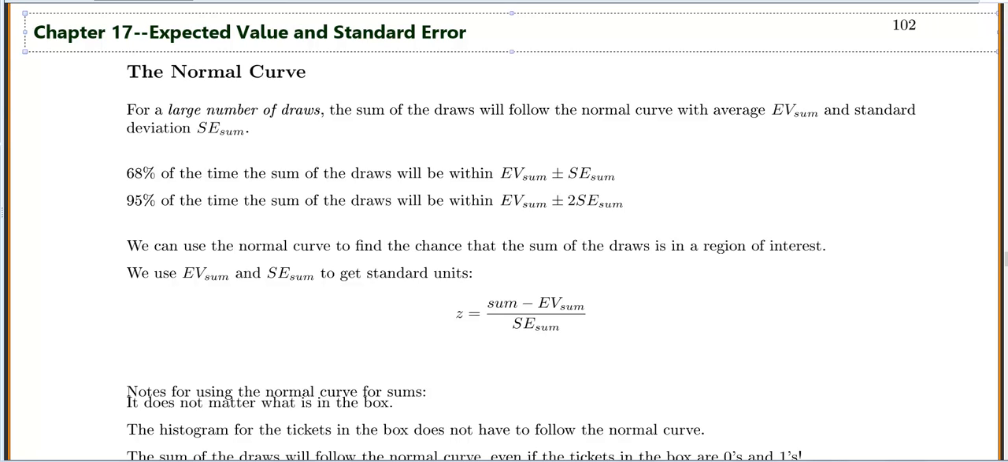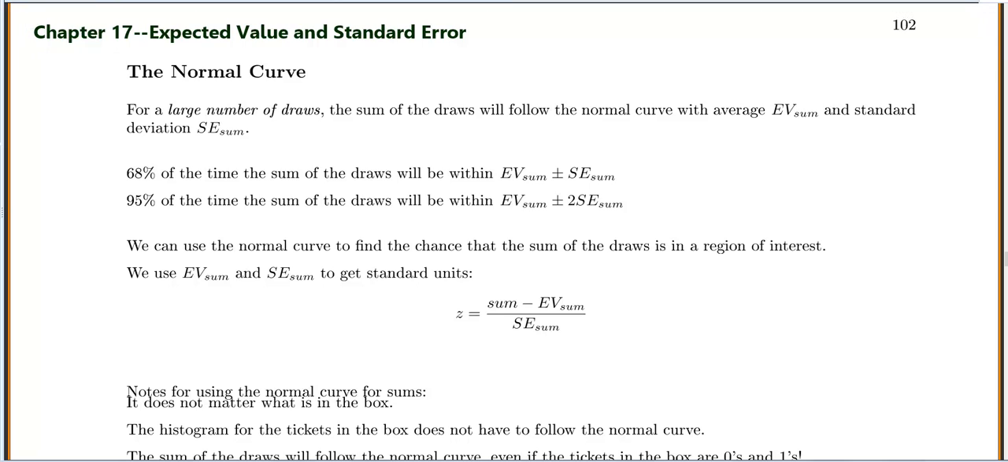Now here's the part that we like the normal curve for. So 68% of the time, the sum of the draws will be within the expected value plus or minus SE of the sum. So remember how we said we expect our winnings to be about this much, give or take so much? That's what we are doing right here with this expected value plus or minus this SE. And we said those were our likely numbers. So that's 68% of the time the sum will be within those two numbers. If you want to be even more sure that you have the right range, 95% of the time your sum will be within the expected value plus or minus 2 standard errors.